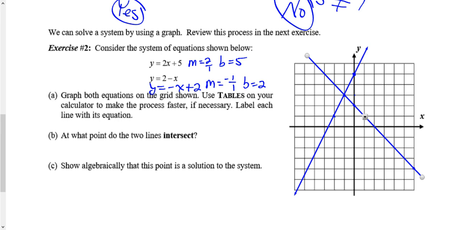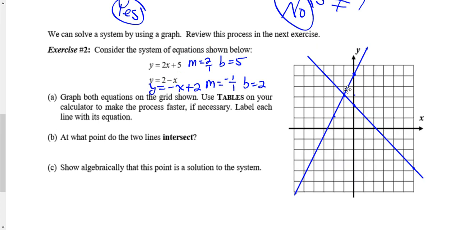Okay? All right. Amy, you see where those two graphs intersect? Right there? Why?